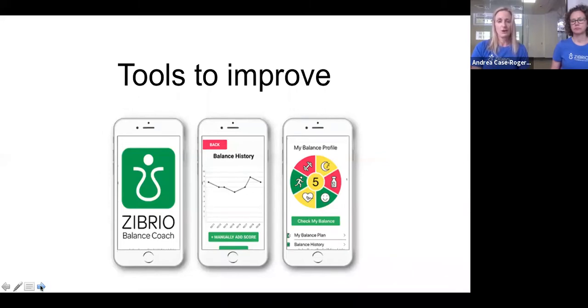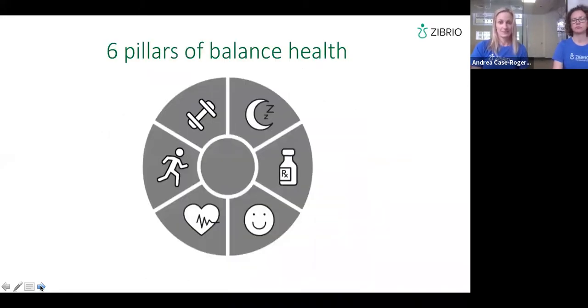So that wheel on the far right with the balance profile, these are the 6 pillars of balance, because there are many things that influence your balance and your client's balance. And when you score low, you want to understand why. So the 6 pillars of balance, there they are.